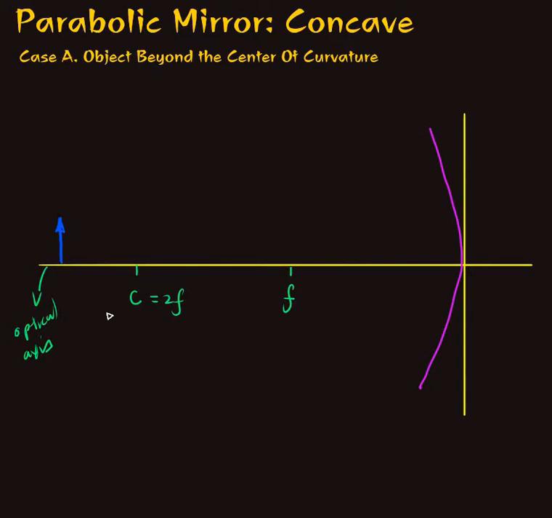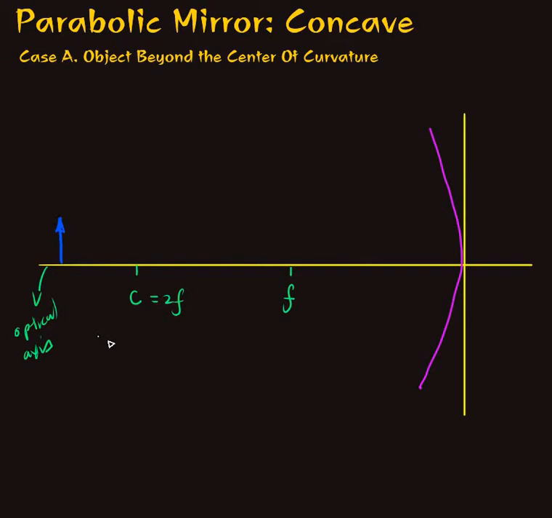The way it goes is like this: a ray that goes parallel to the optical axis, when it hits the mirror, all those rays will converge at the focus. That's one of the rules. The other rule is a ray that goes from the object to the focus, when it hits the mirror, will go back parallel to the optical axis. So usually when you're doing ray tracing, you're going to trace those two rays first.